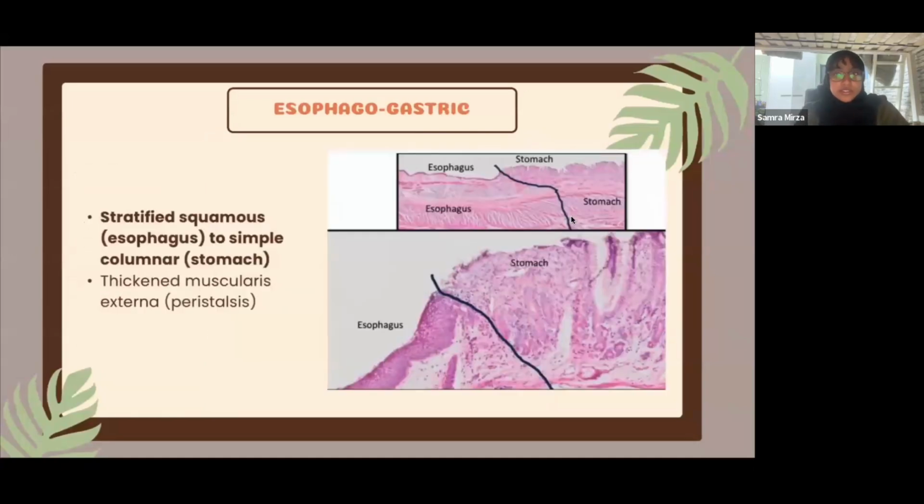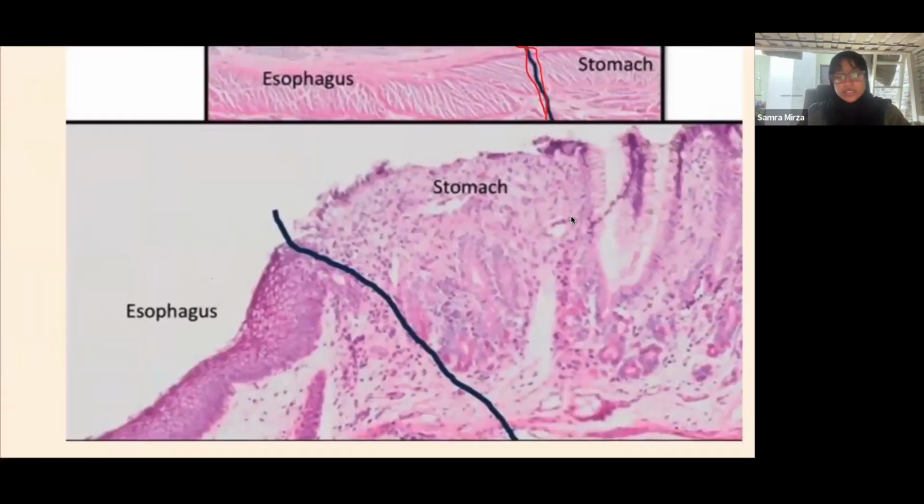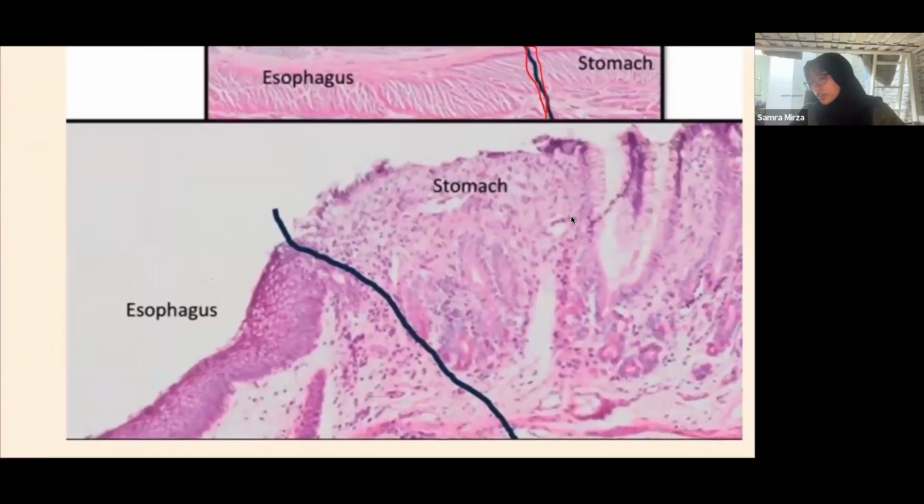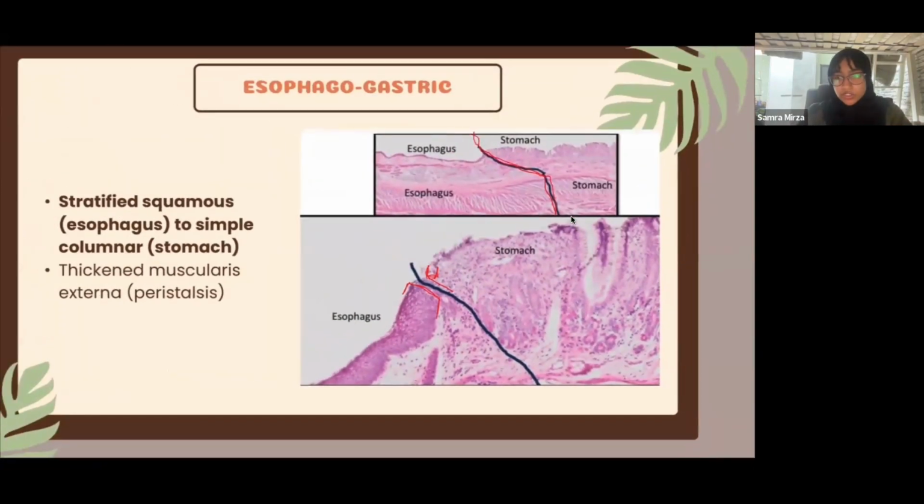Moving on, we have the esophagogastric junction. This is where the esophagus meets the stomach. I got this from your lab committee files, and you can see that they've put a division between the two structures. The only thing we need to point out here is the difference in the epithelium. We have here our stratified squamous epithelium, but when we move here, we only have simple columnar epithelium. It's more columnar for more secretions in the stomach.